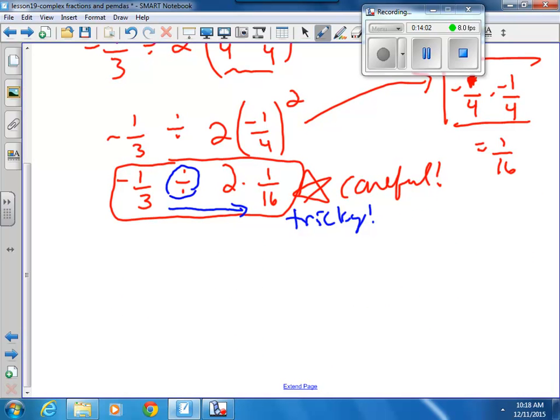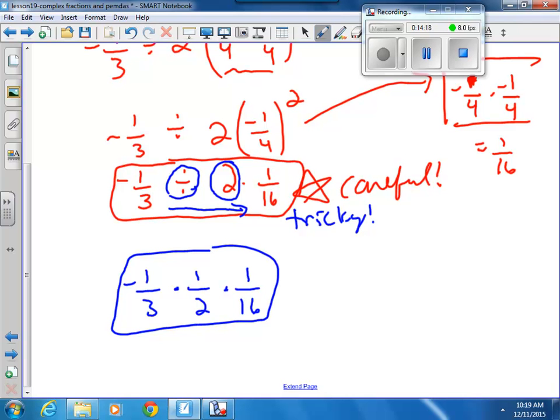Another way of saying that is, change your division symbol into multiply by the reciprocal. So negative 1/3 multiplied by the reciprocal of 2, which is a half, and then times 1/16. Once you arrive here, just move left to right. Obviously the answer is going to come out negative. Negative 1 times a bunch of 1s is negative 1. 3 times 2 is 6, and 6 times 16 is 96. And voila, you got it.